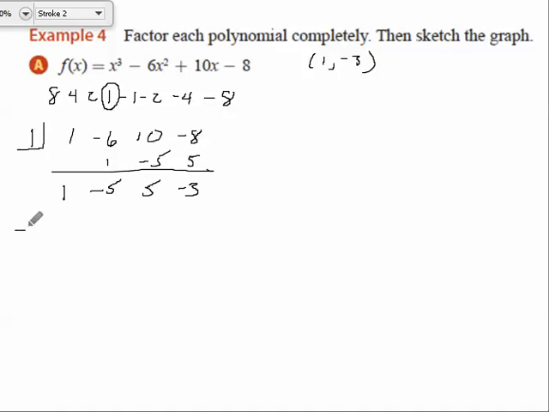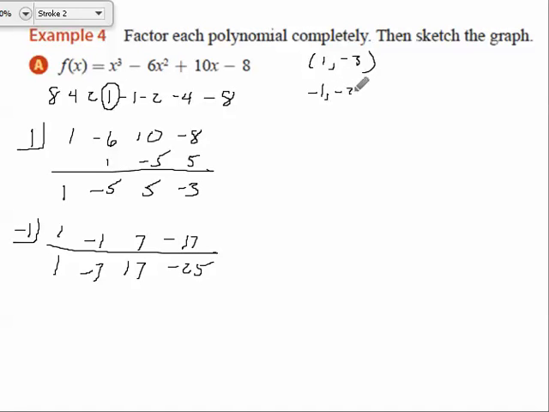Let's go to another one. I'll use -1 as a factor. Draw my line down here. Bring the 1 down. 1 times -1 gives me a -1. That's a -7. Times -1 gives me a +7. That's a 17. Times -1 is a -17. And -8 is a -25. So that gave me another point right there: -1, -25.